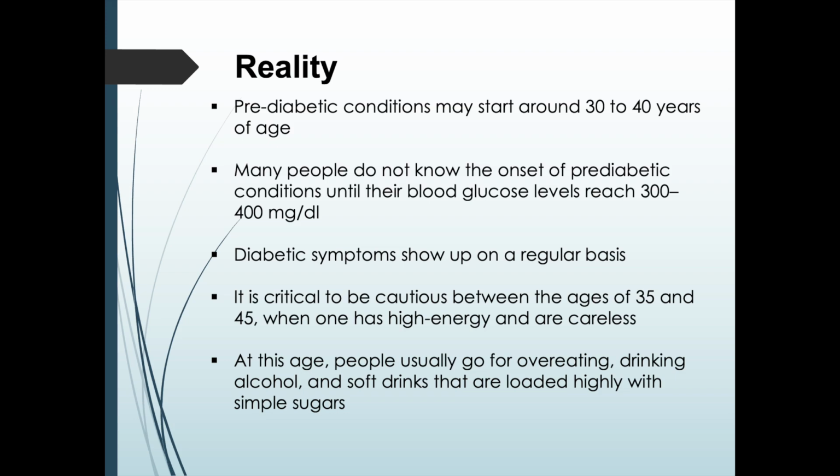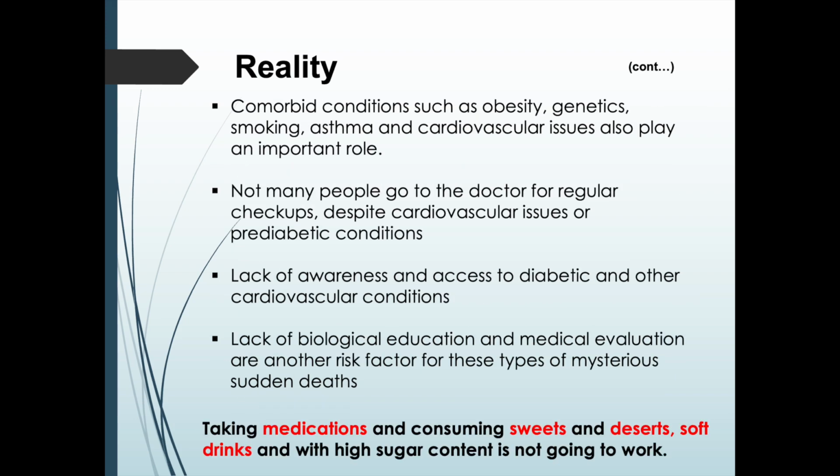So, yeah, these are the reality that people should think that around that age they should monitor. If they feel that they are pre-diabetic or sugar level is high, they should immediately start taking care. And another risk factor is comorbid conditions. If you have any problems, heart and respiratory or other, then it can start early, so you should be very much careful in that area as well.